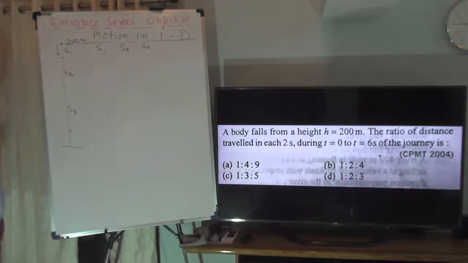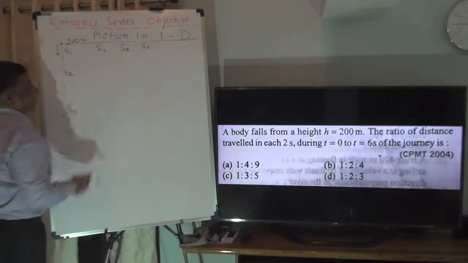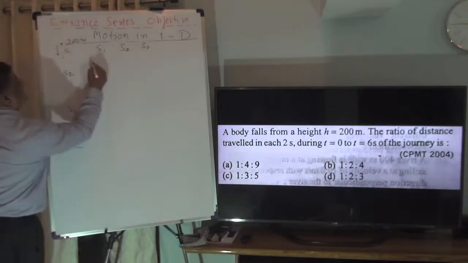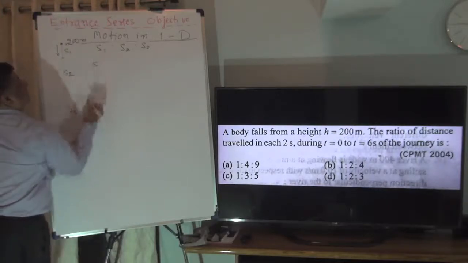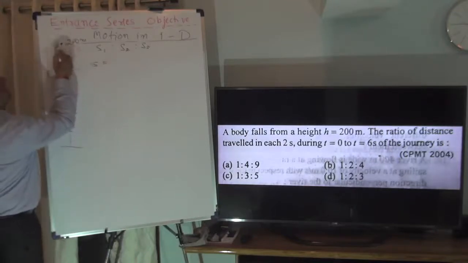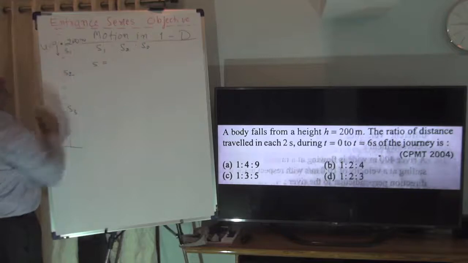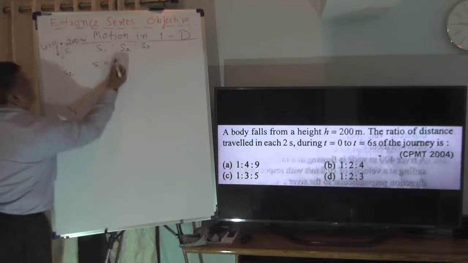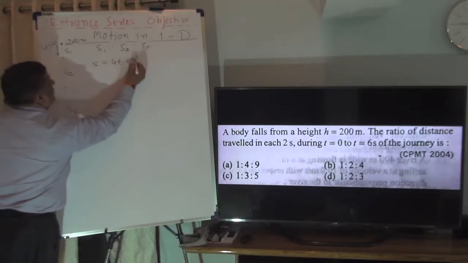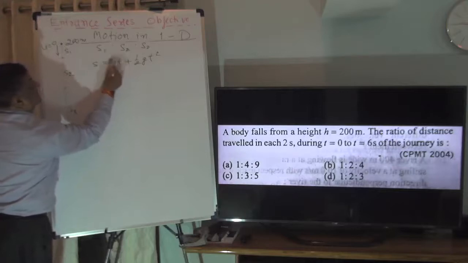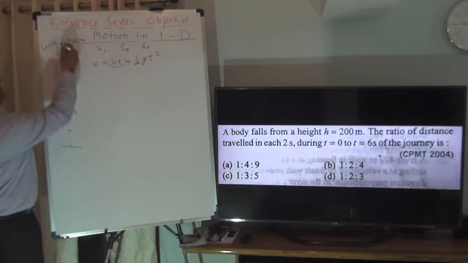How can we find it? It's very easy. We know this equation. What we have to find out is the distance, S. So S is equal to ut plus half at square. Here u is equal to 0. So we will take this as u because u equal to 0 gives a very convenient thing, that it will make this term 0. So we will calculate from here.